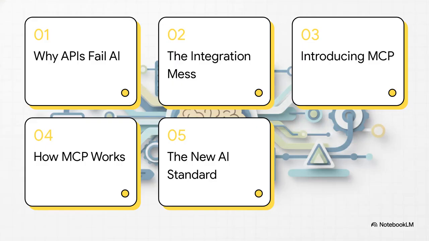So here's our roadmap for today's explainer. 1. Why APIs fail AI. 2. The messy integration problem. 3. Introducing the Model Context Protocol. 4. How MCP actually works. And 5. The new AI standard.